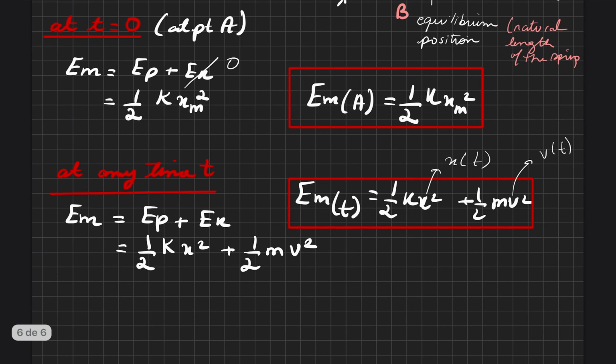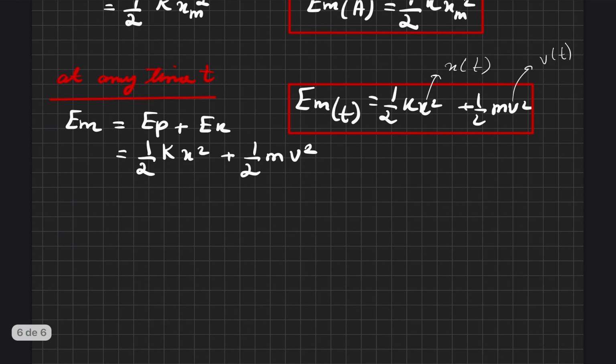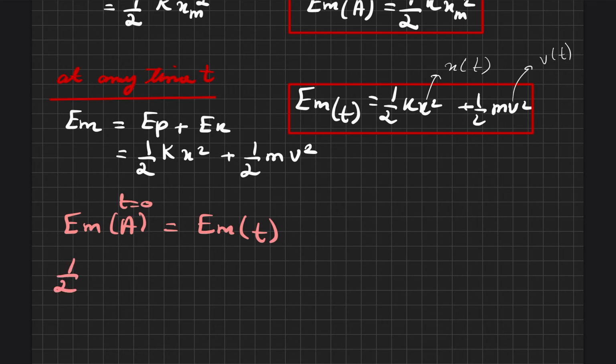Let's move on. So this is E mechanical at A, E mechanical at t, and we know that the E mechanical is conserved. Thus, we can say that EM at A equals E mechanical at any time t. At A, that's actually at t equals 0. Okay? So half k xm squared equals half k x squared plus half mv squared. Okay?